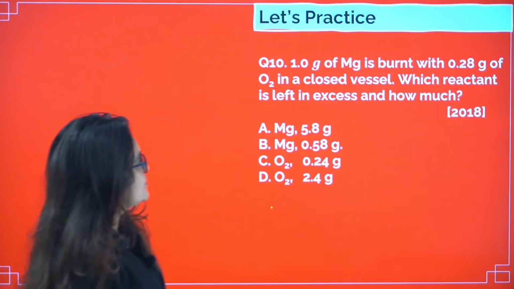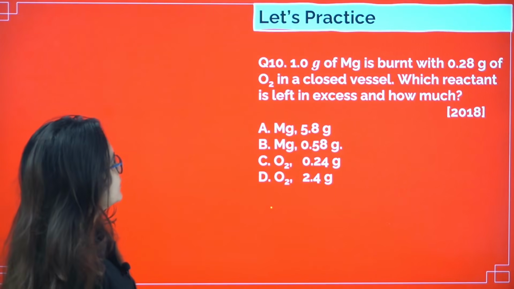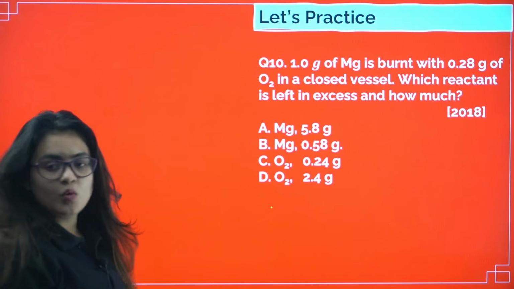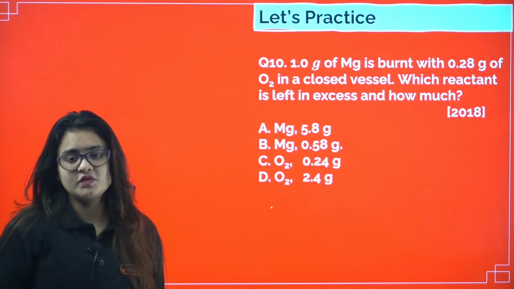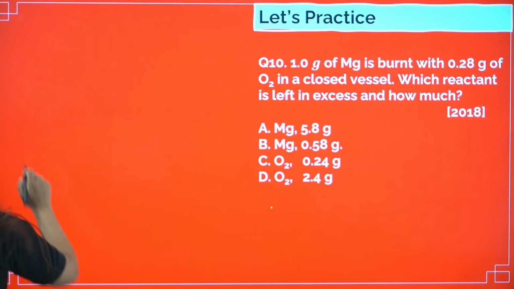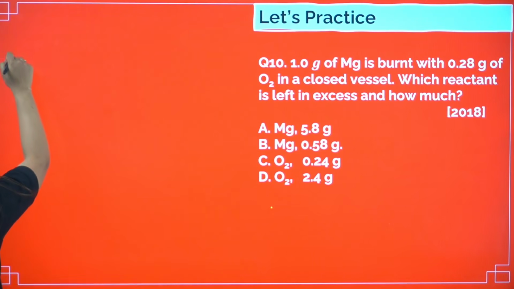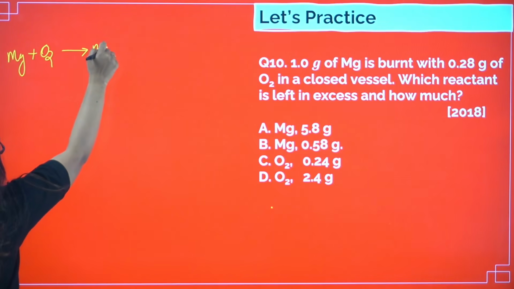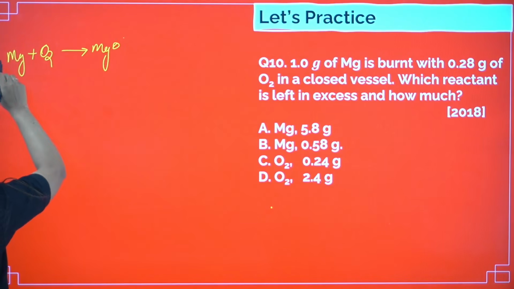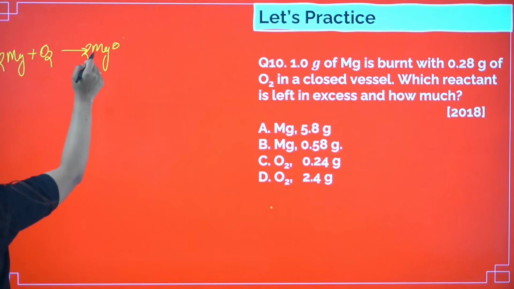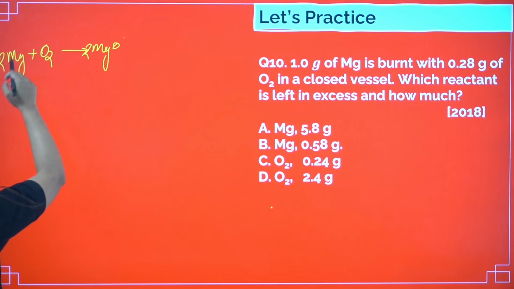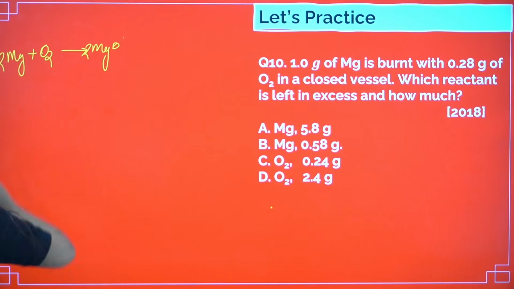1 gram of magnesium is burnt with 0.28 gram of oxygen in a closed vessel. Which reactant is left in excess and how much? Okay, excess reactant you have to find out. So at first let's write the reaction. Magnesium plus oxygen will give you MgO. Let's balance it: 2 Mg and 2 MgO. So from here what information am I getting? 2 moles of magnesium will react with 1 mole of oxygen, right?